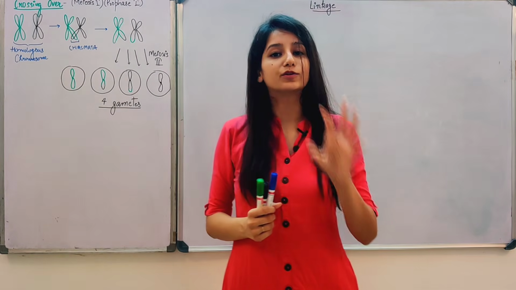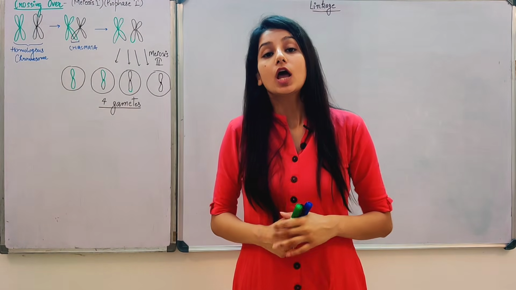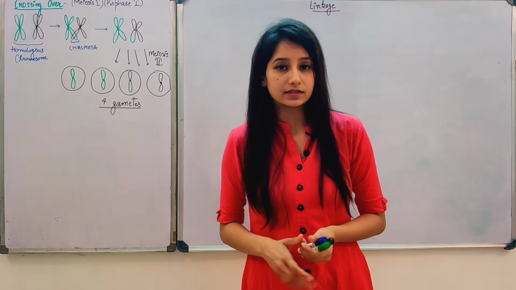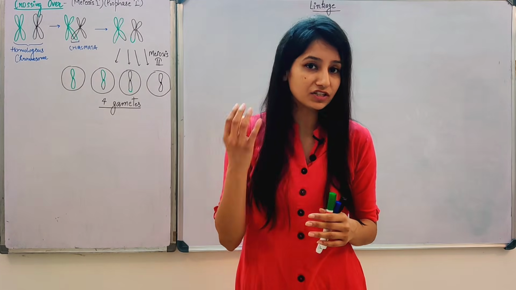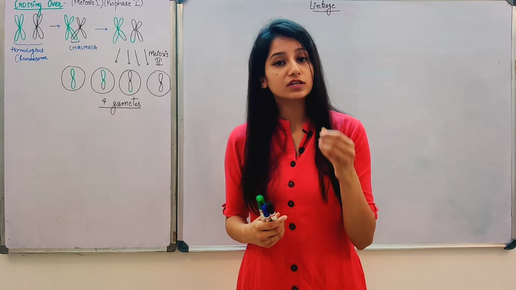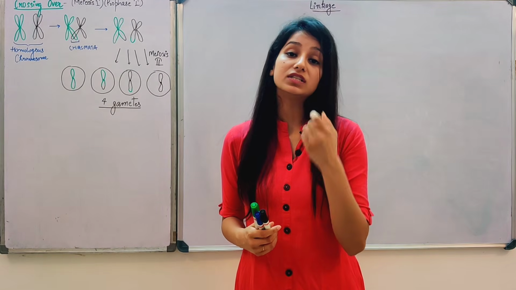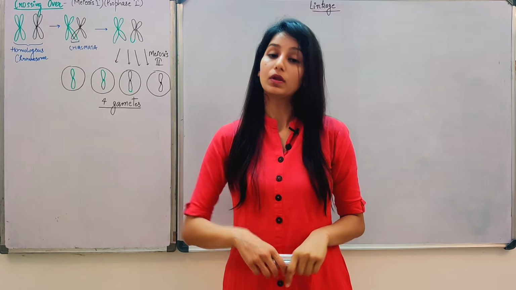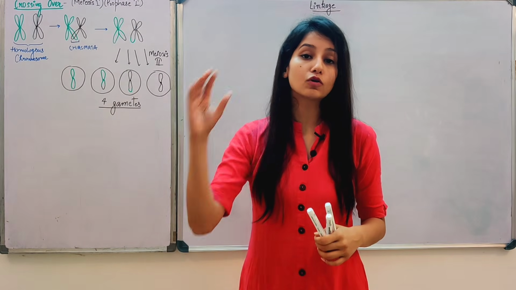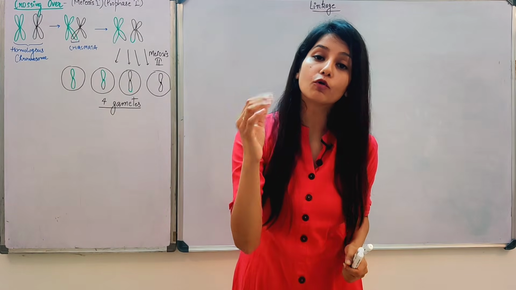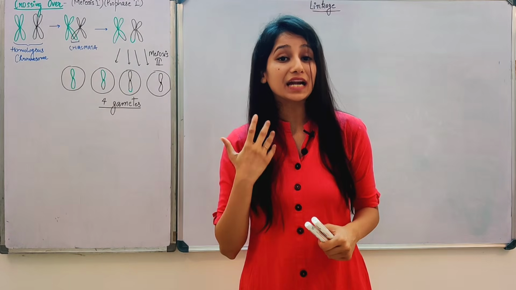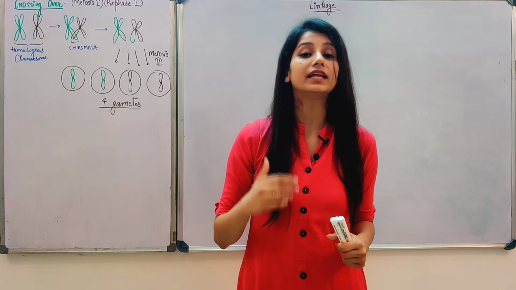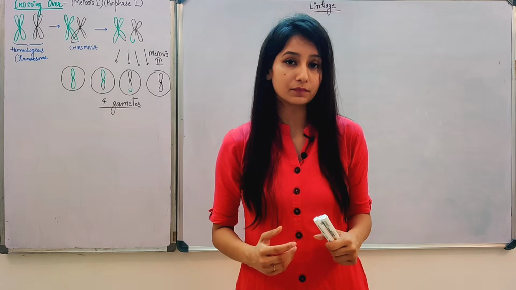Now we'll start with the actual topic, that is linkage. As you remember, Mendel studied 7 characteristics, or we can say 7 genes. But the interesting point about them is that those 7 characteristics were present only on 4 chromosomes. They were not present on 7 chromosomes, they were only present on 4 chromosomes. So what does that mean? Does that mean that some of the chromosomes contain more than one characteristic?